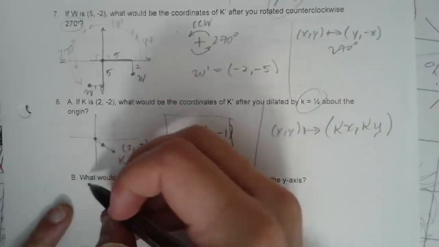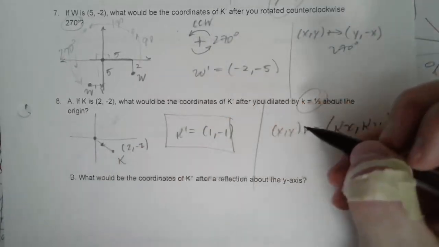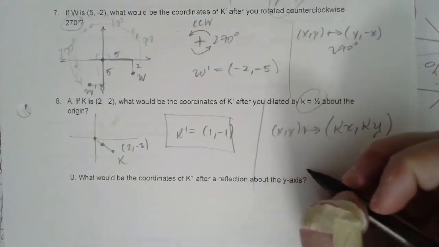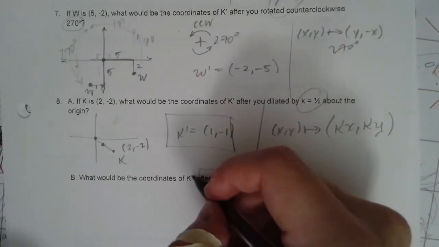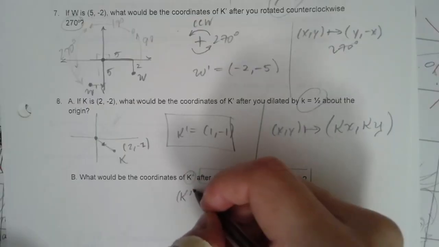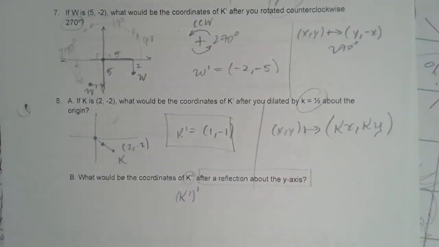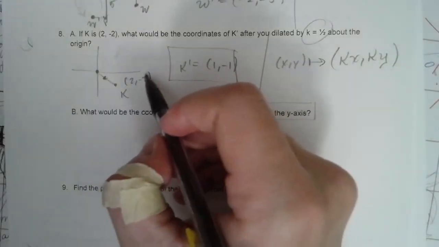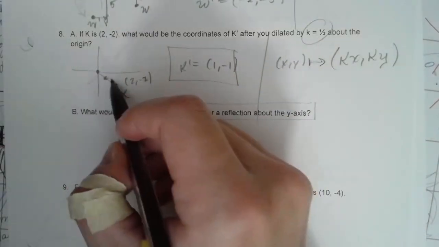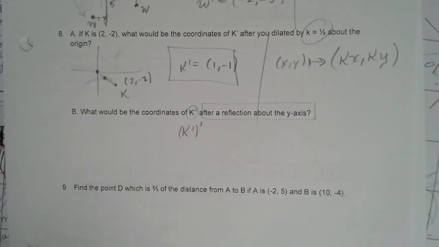My fault. Okay, so we're finishing this off here. What would be the coordinates of k double prime after a reflection about the y-axis? So they're saying take k prime. K double prime literally means k prime, and then prime it again. Move it again. So I'm taking k prime and moving it again. I'm flipping it now over the y-axis. So that means if I'm flipping over the y-axis, then x is going to change.